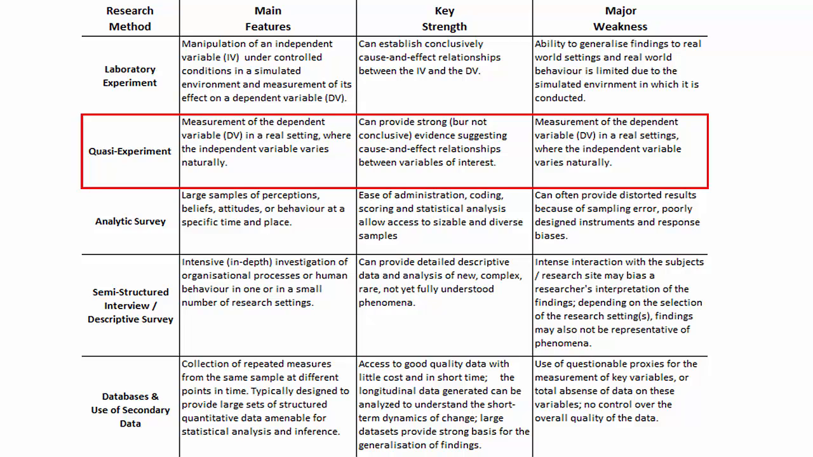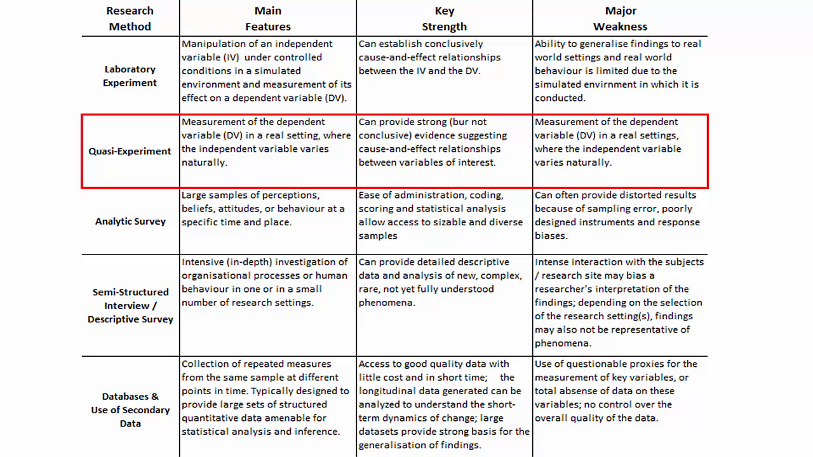Quasi-experiment, measurement of the dependent variable in a real setting. And so the difference here is that the setting is real, is not simulated, is not controlled. And we're looking at the independent variable as it occurs naturally, rather than manipulated synthetically. The key strength of the method is that it can provide strong but not conclusive evidence suggesting cause and effect relationships between the variables. The major weakness is that the findings are not conclusive because of the quasi component of the experiment.